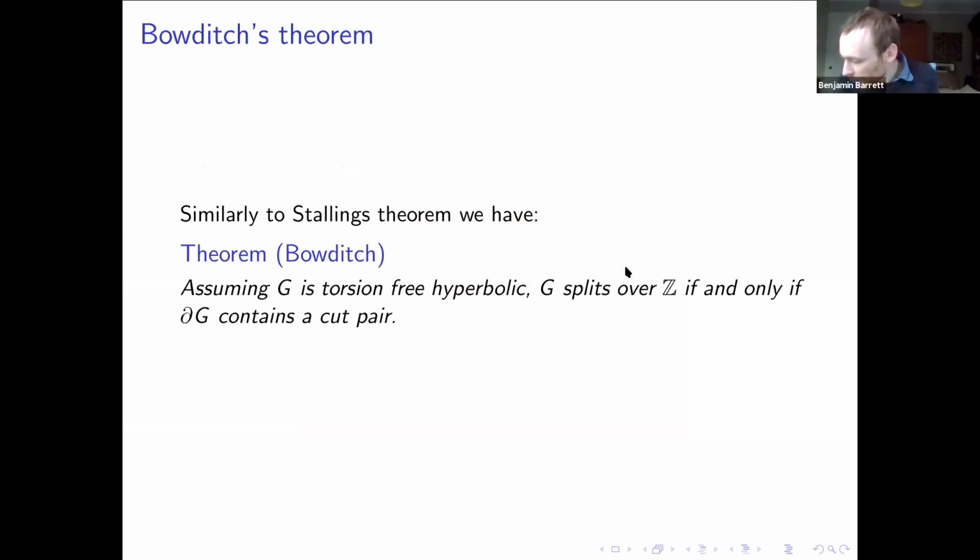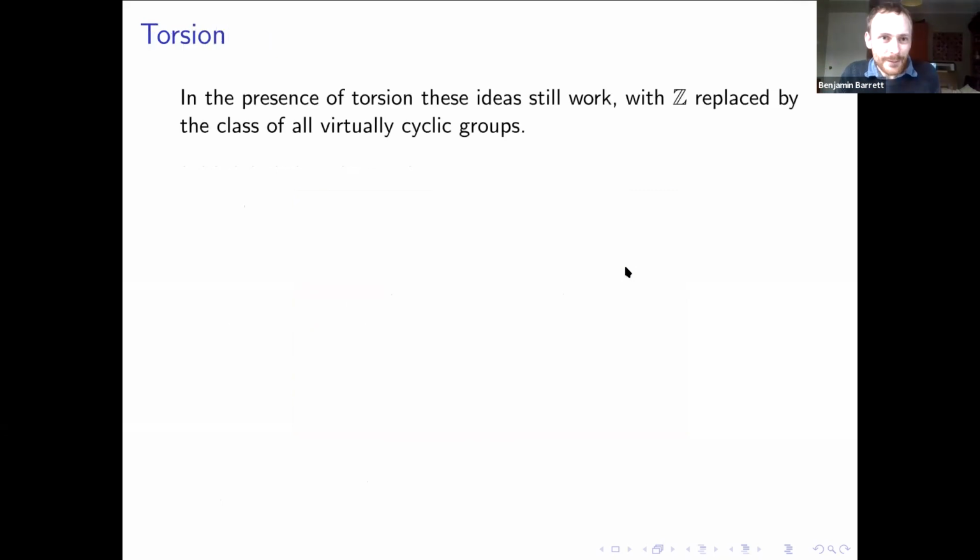Okay, so I don't have very much more to say, which is great because I've only got 5 minutes. So I'm just going to say something quick now about what goes wrong with torsion and, well, the fact that in fact you still can rescue this. So in the presence of torsion, the ideas still work. Now you need to replace splittings over Z with splittings over any virtually cyclic group, so any group that has Z as a finite index subgroup. That's not such a big problem.